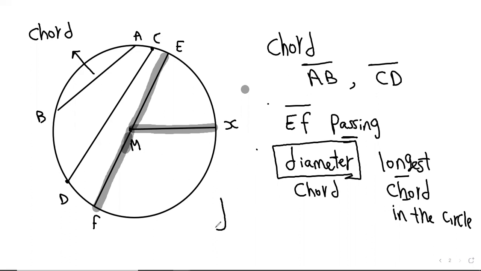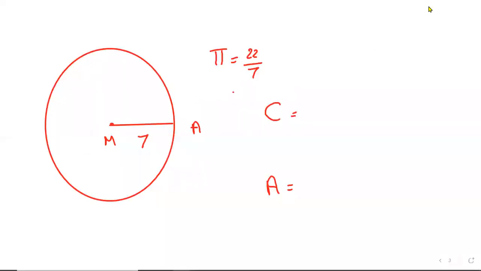The length of the diameter, D, equals 2R, 2 multiplied by the radius. As you see here, EF is a diameter. And the length of EF equals 2 multiplied by the radius of the circle, because ME is a radius and MF is a radius, okay? So EF is a diameter, and the diameter is the longest chord, and the length of the diameter equals 2 multiplied by the length of the radius.